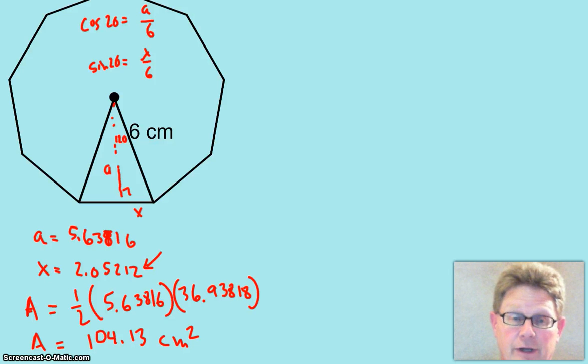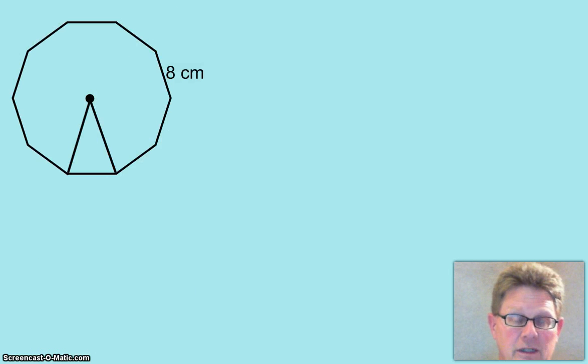So finding the area of a regular polygon can be difficult. It's really nice when they give you the length of one of the sides, because then you can find the perimeter really easy. You know what? Let's go ahead and do that. I'll give you a little bit easier one.